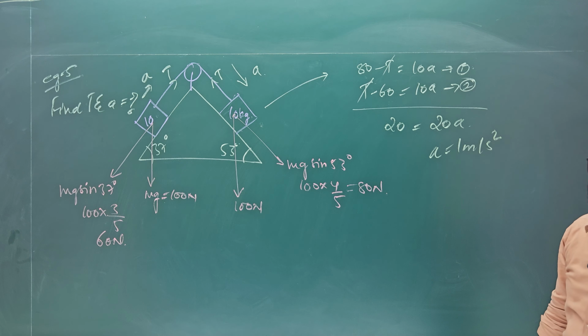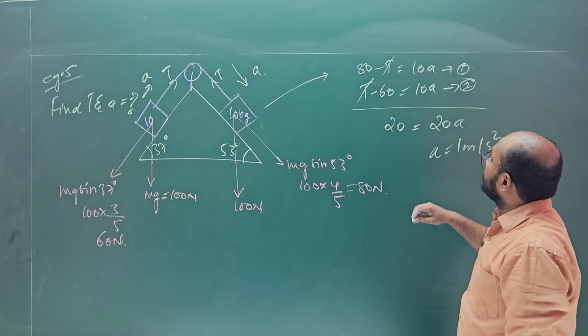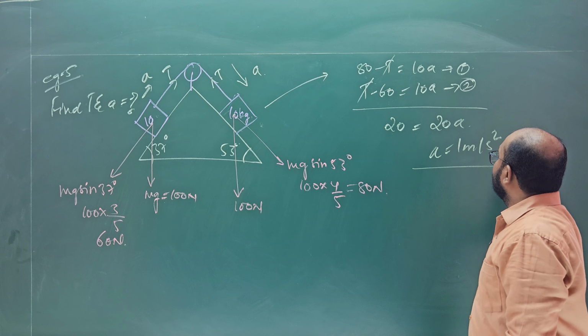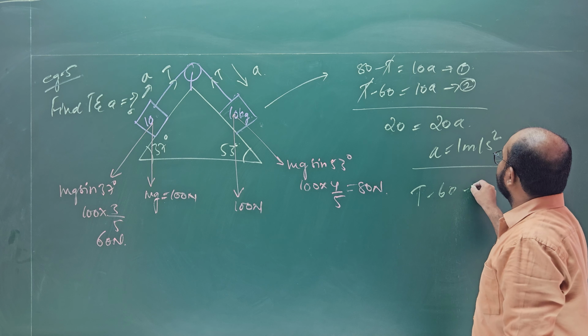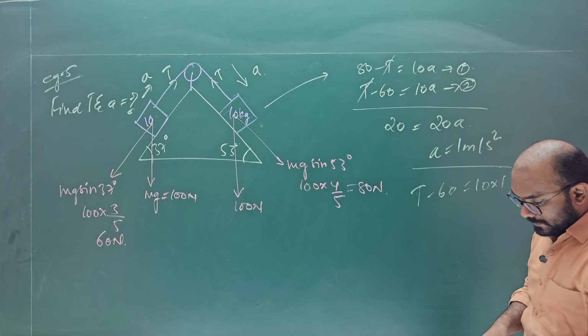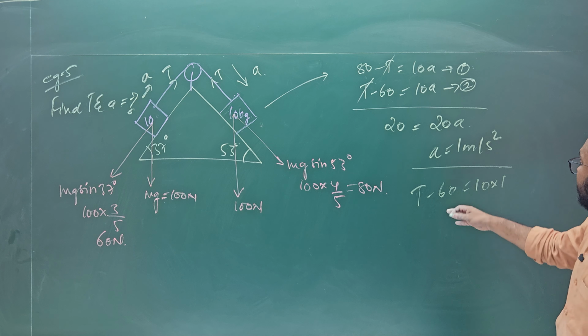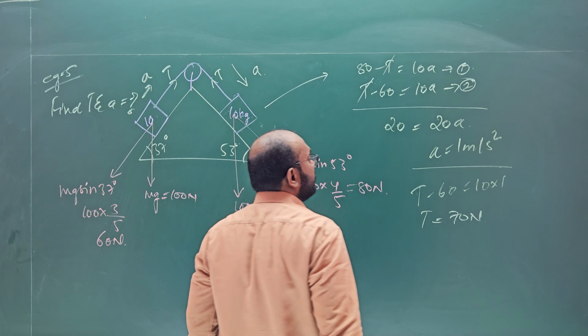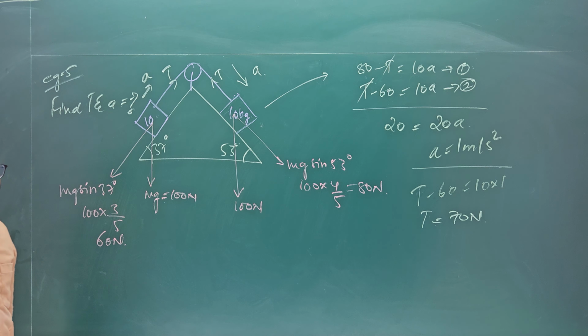Substituting the value of acceleration in any equation, I will be getting what? Tension. So let us substitute in equation number 1 or 2, whatever it may be. So substituting, T minus 60 is equals to 10 into 1. And this becomes what? T is equals to 70 Newton. Are you okay now? Right on.